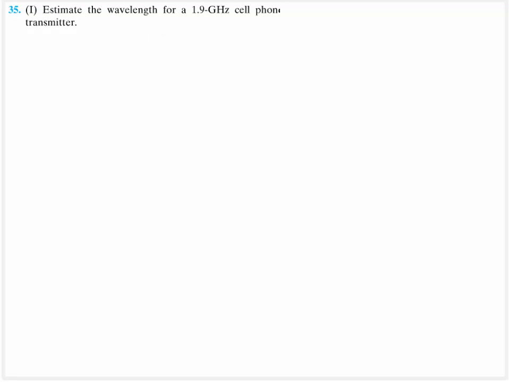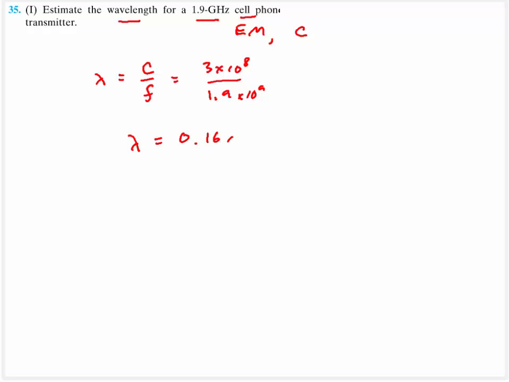And some more practice calculating wavelengths and frequencies. So I'm given some frequency, and I'm looking for the wavelength. A cell phone signal is an electromagnetic wave, so it's going to travel at the speed of light. So much like in the last example, wavelength is equal to the speed of light divided by the frequency, or 3 times 10 to the 8th meters per second divided by 1.9 times 10 to the 9th hertz, and I get a wavelength of 0.16 meters.